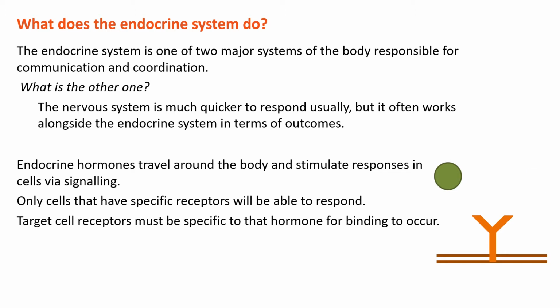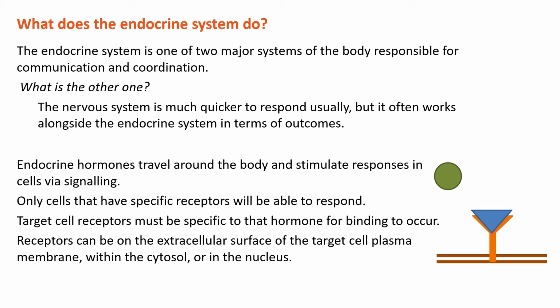So target cell receptors must be specific for the hormone to bind. Any other hormones floating around are just going to do what the little green ball there did, bounce out of the receptor, not bind. These receptors, in this case, in that picture there, we have an extracellular receptor. In other words, it's a plasma membrane protein that's sticking out of the membrane on the surface of the cell. But receptors can also be inside the cell. They can be within the cytosol, even within the organelles, or in the nucleus.